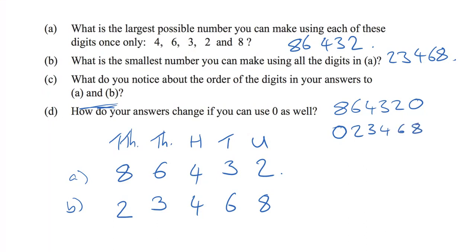Now, if we were arguing, well, perhaps that 0 actually should be included in the number, then we would have to put it after the 2 like this. So if we were considering that particular scenario and our parameters change slightly, then perhaps that would be the solution.